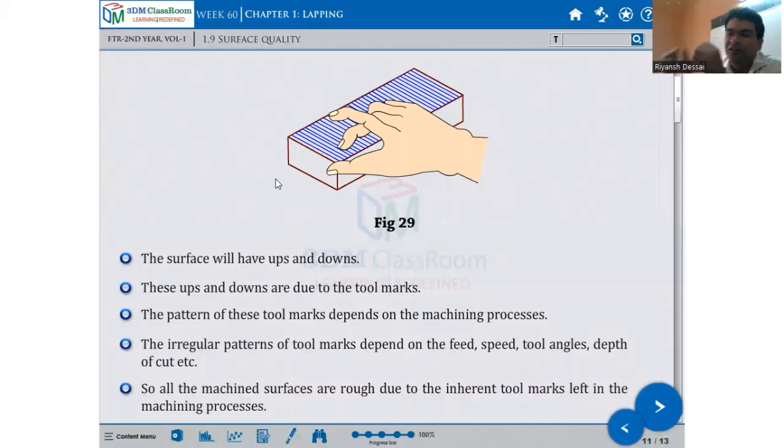The pattern is affected by speed, then tool angles, and depth of cut. This is also important. There are three major factors. So all machined surfaces are rough, with the inherent tool marks left by the machining.